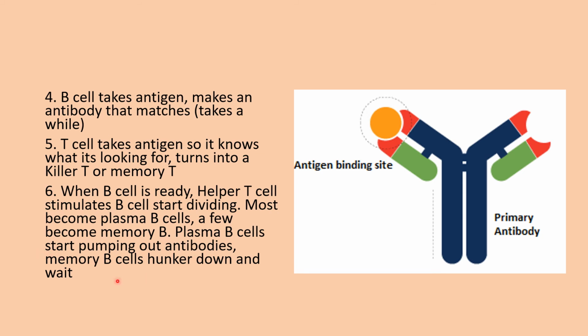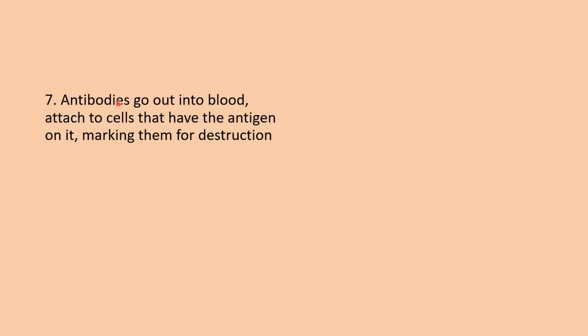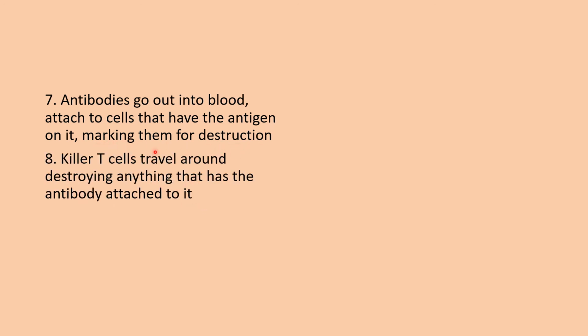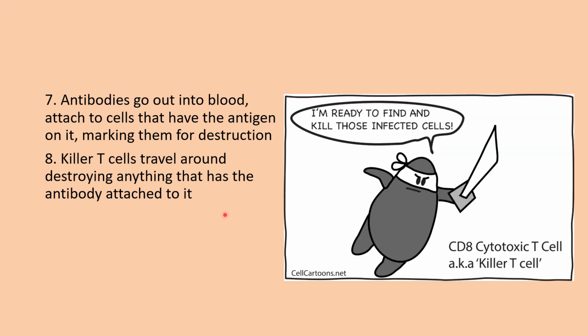So the antibodies travel all throughout the body, and they start binding to that antigen. Anywhere they can find a cell or anything that has that antigen on it, these antibodies will attach to it. So the antibodies are out in the blood, they mark these antigens, and then as soon as the antibody is on that antigen, the other killer T cells can really easily recognize it, and they will go around absolutely destroying anything they can find that has that antibody attached to it. So here's a little cartoon of a cytotoxic T cell.